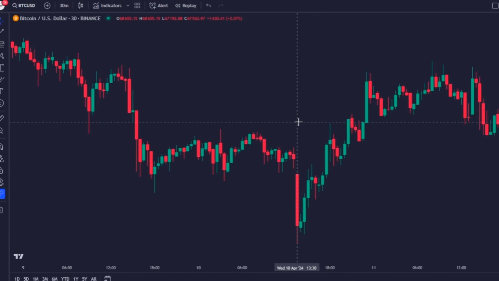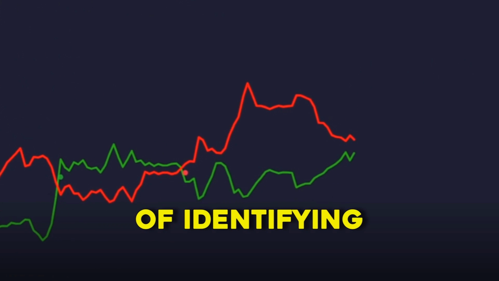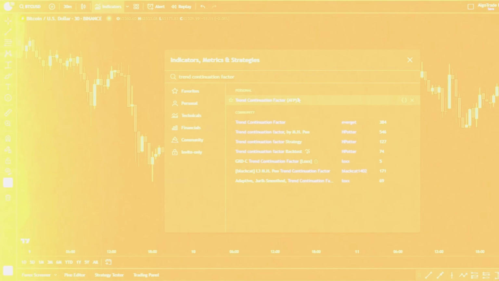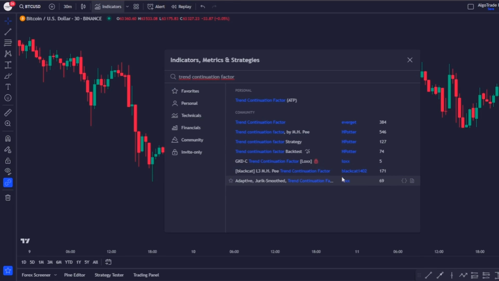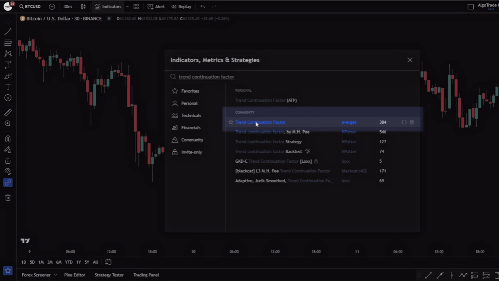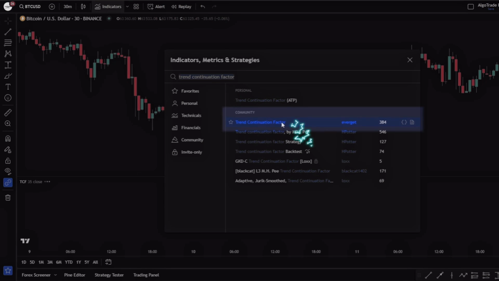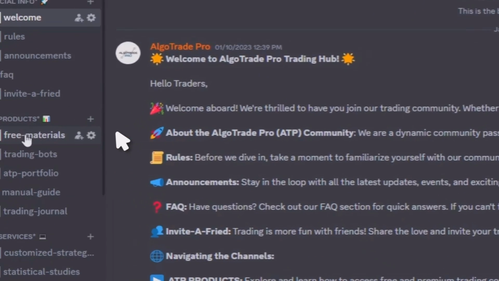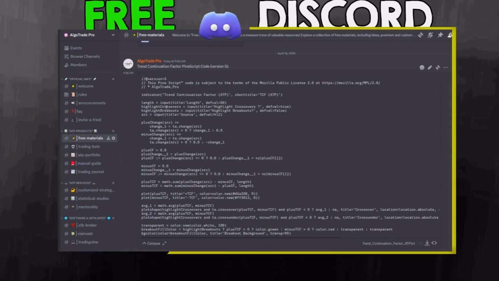So, this new indicator, which is capable of identifying the market's trend, is called the Trend Continuation Factor. On TradingView, you can find some versions of it, but the one that I will use is this one provided by this trader. In addition, you can also get the code of my version by going to the free materials channel from my free Discord community.